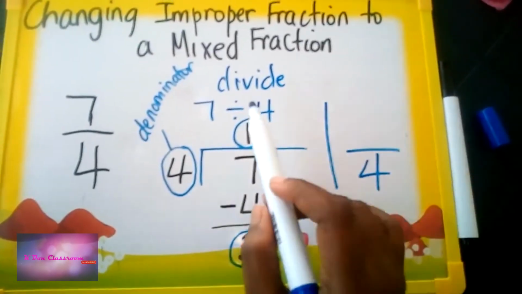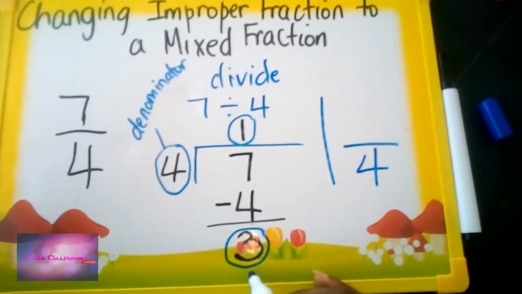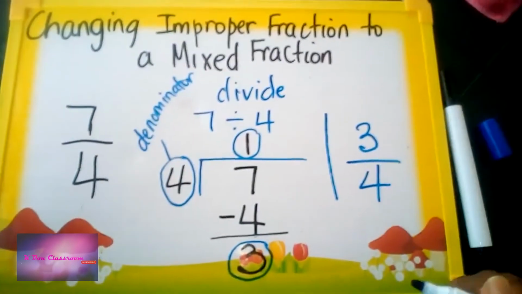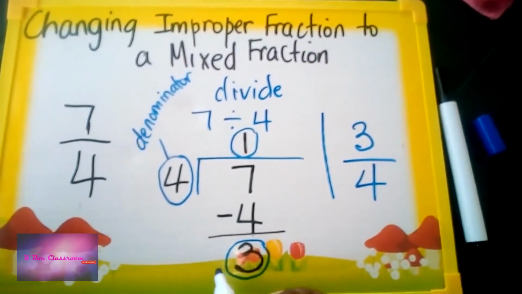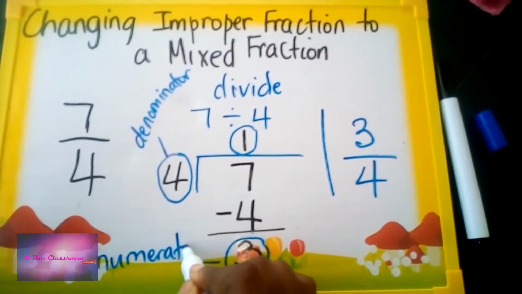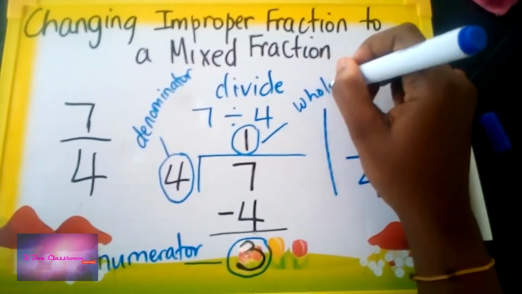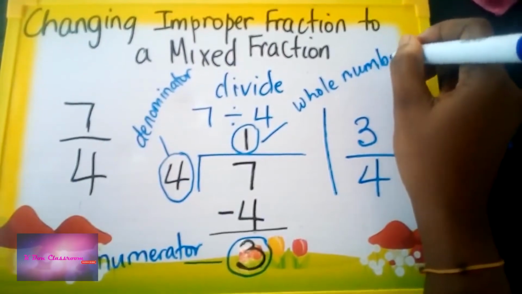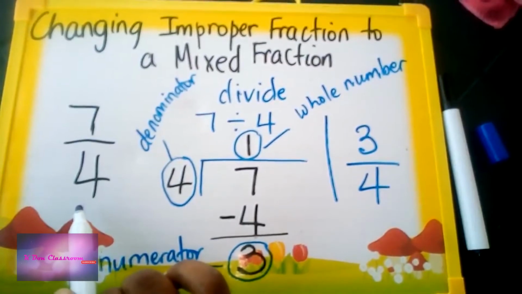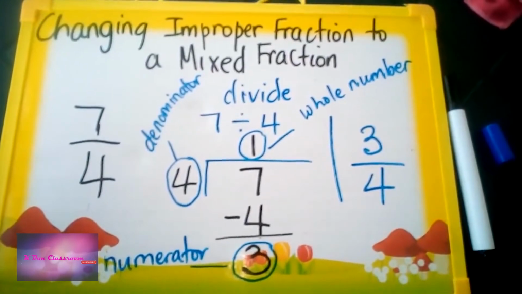Good. Now if I've used my 1 and I've used my 4, then it means that the 3 is left to be used. So the 3 now becomes my numerator. Let me write here our remainder. Whatever we get as the remainder is our numerator, and what we get at the top here is our whole number. So when I've changed 7 over 4 to a mixed fraction, it becomes 1 3/4.